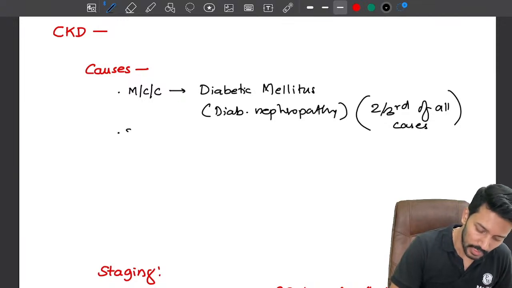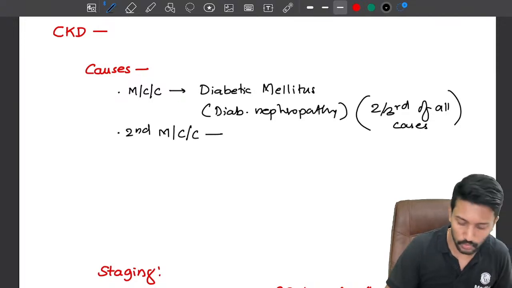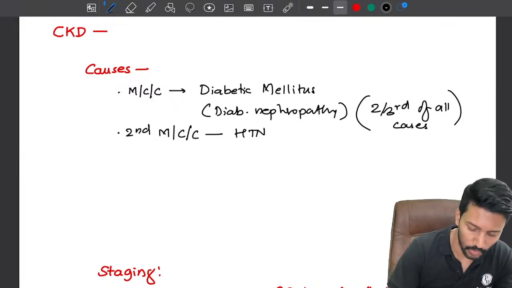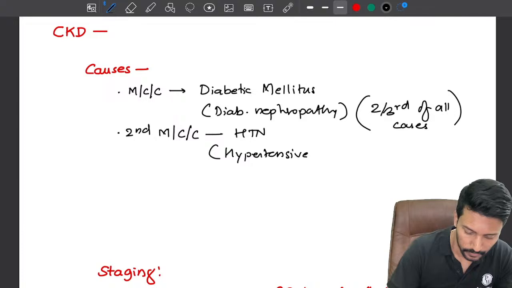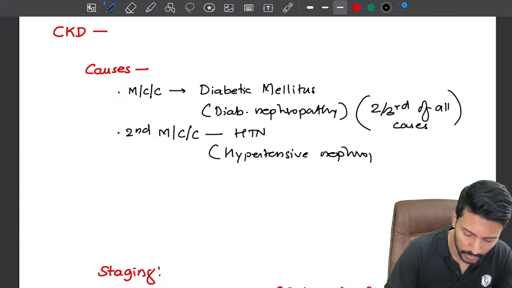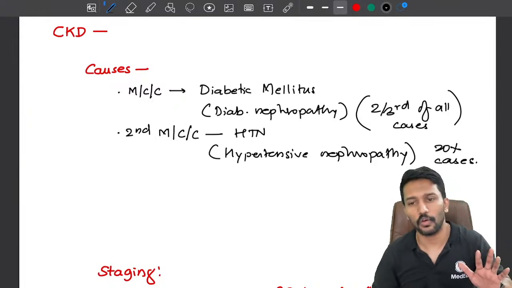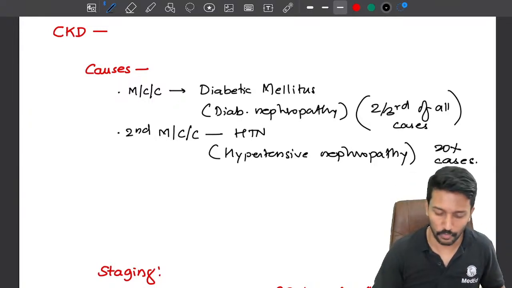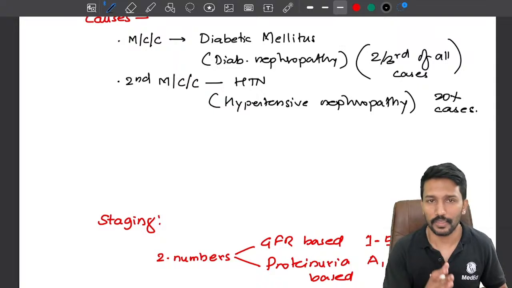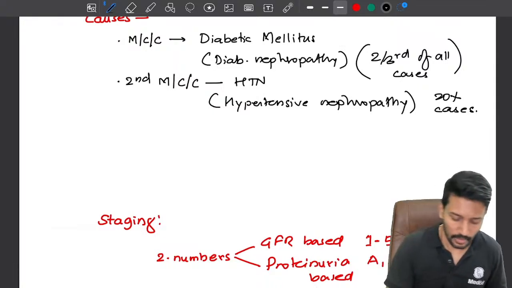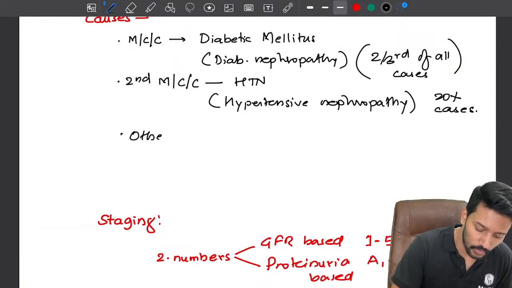Okay. Now after diabetes mellitus, what is the second most common cause? The second most common cause is hypertension. We call that hypertensive nephropathy. This accounts for around 20% of cases. So that means these two together account for about 4 out of 5 patients of CKD, because of diabetes and hypertension. Remaining causes are relatively rare causes for CKD.